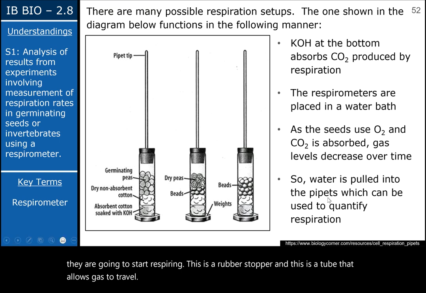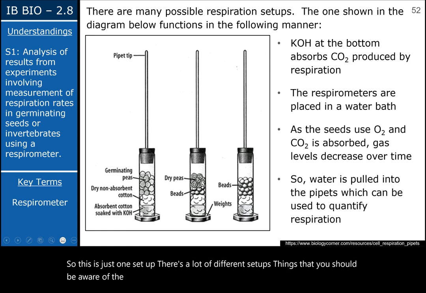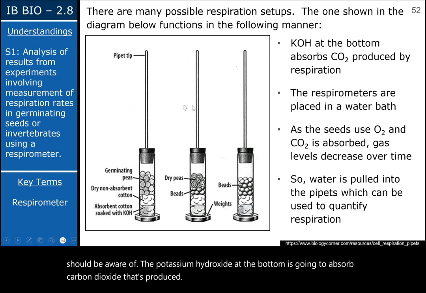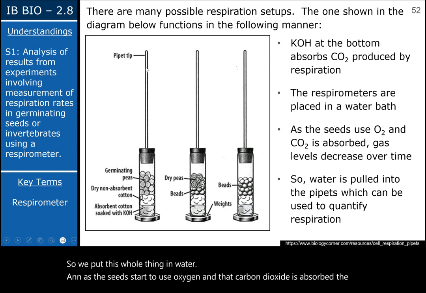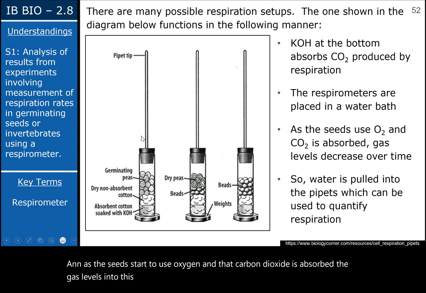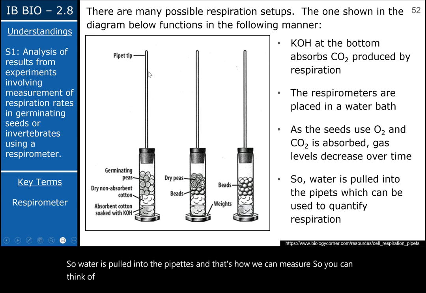So this is just one setup. There's a lot of different setups. Things that you should be aware of. The potassium hydroxide at the bottom is going to absorb carbon dioxide that's produced. So we put this whole thing in water, and as the seeds start to use oxygen and that carbon dioxide is absorbed, the gas levels in this tube decrease. So water is pulled into the pipettes, and that's how we can measure. So you can think of it as like water being pulled in because the gas is disappearing. And it gives you a rate of respiration.